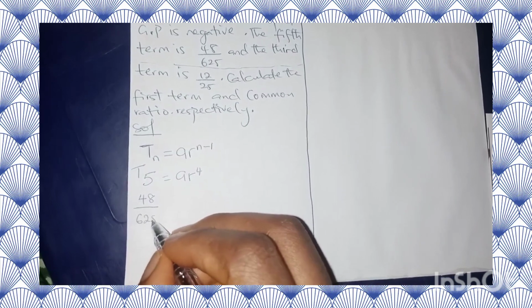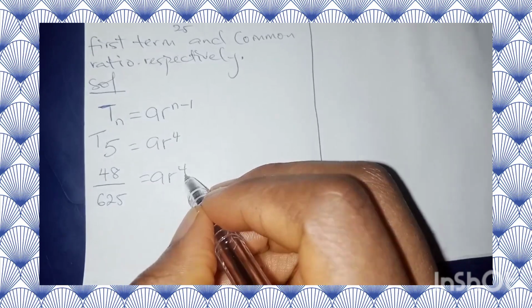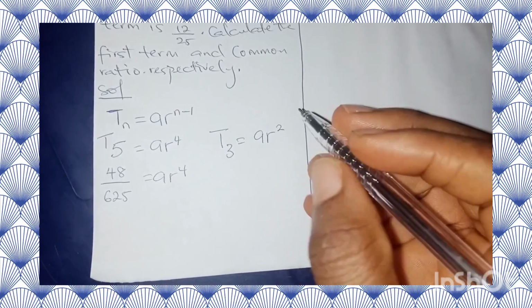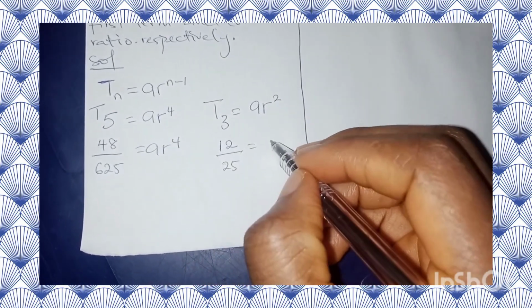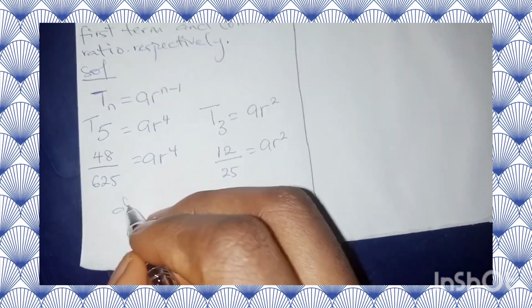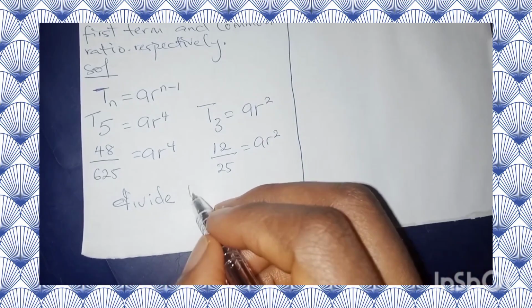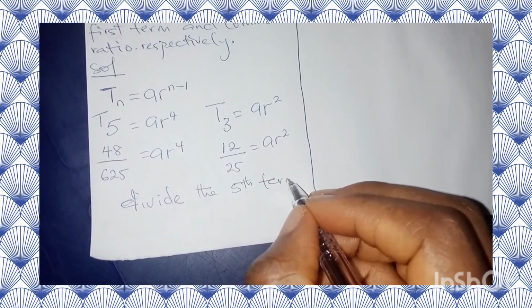So we have our T5 to be AR to the power of 4. Our T5, which is the fifth term, is 48 over 625, which is equal to AR to the power of 4. We also represent the third term, which is T3, equal to AR to the power of 2. So our T3 is 12 over 25 equals AR to the power of 2. Like we did in the other example, we divide the bigger term by the smaller one. So here we're going to divide the fifth term by the third term.